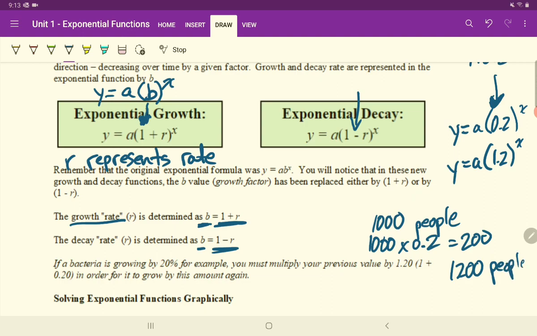But that's a two-step calculation. We can actually do this all in one step. Instead of multiplying by 0.2 and then adding it back to the original, we can just do 1,000 times 1.2 and we'd get straight to 1,200 people. And this is the concept, right? So you've got to add that 1 to it so that it's growing and so that the number gets bigger, all right? Because if you just multiply by 0.2, the number is going to get smaller. So decay rate is the exact same, except again, it's 1 minus r.